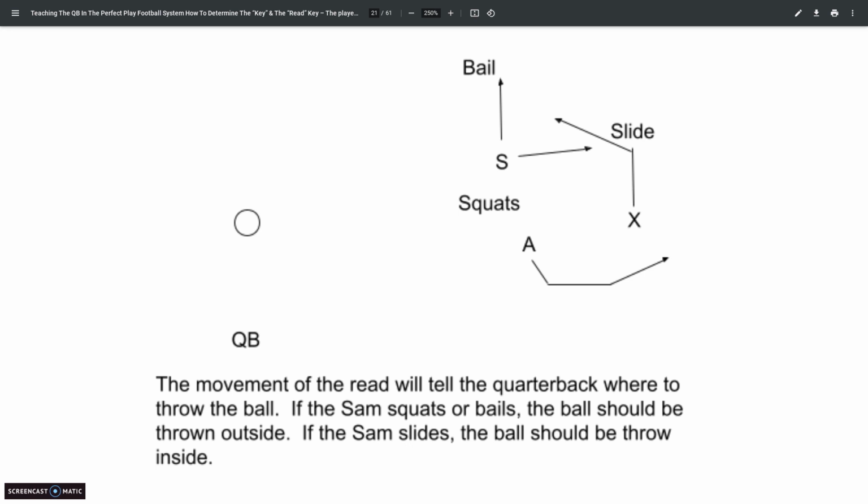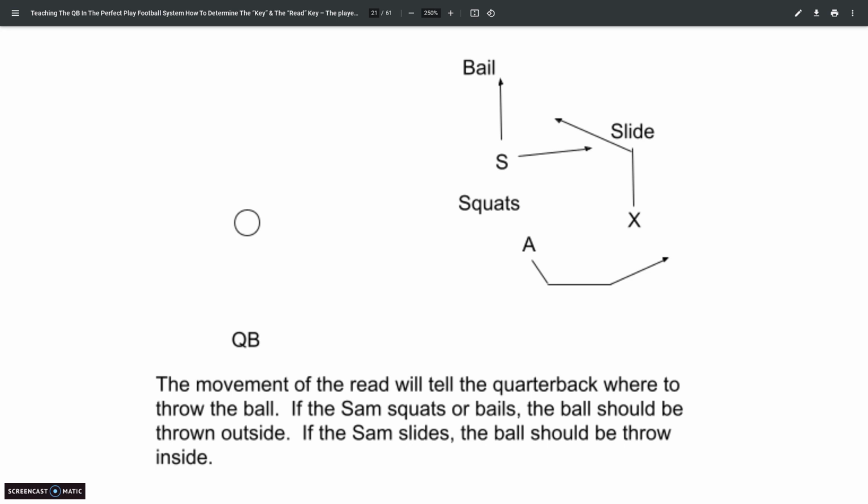And if you practice that over and over again, and you put drills and you put your quarterback in situations in practice that he's going to be in on game day or game night, then you will help your quarterback be much more successful.